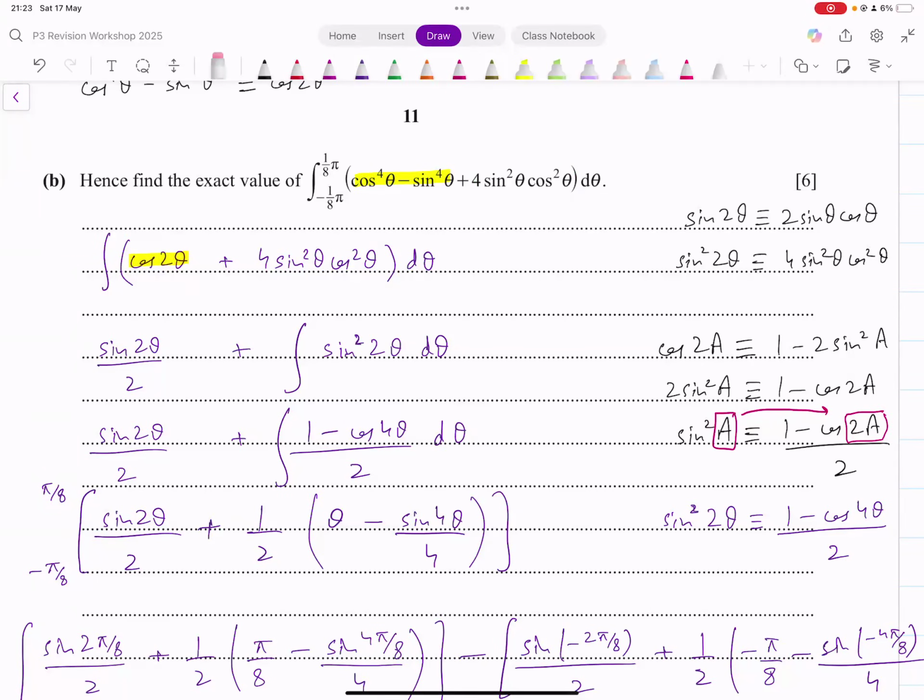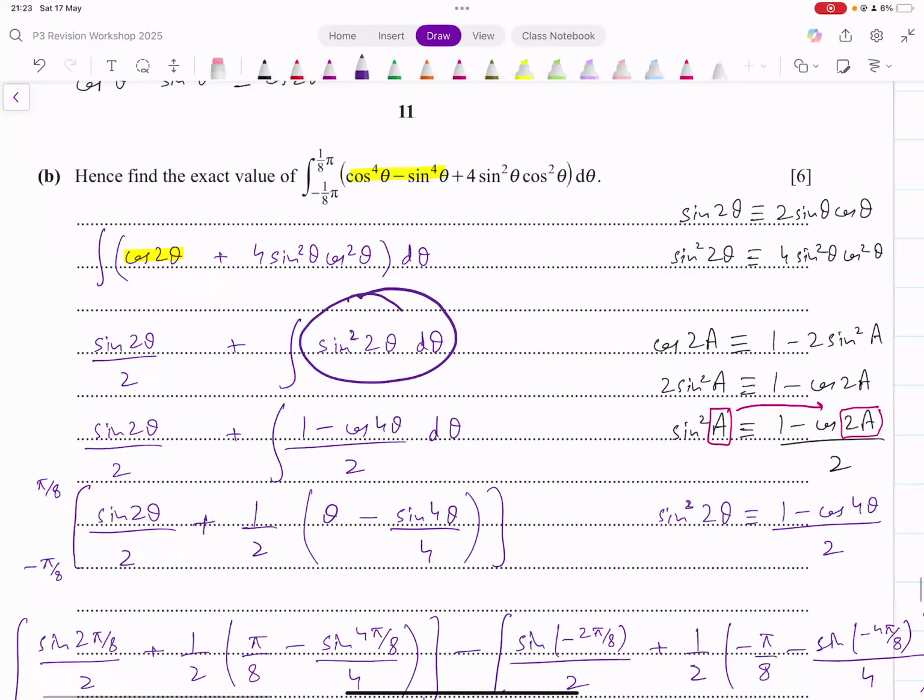Sine and cos multiplying, if they have the same power, you can use the double angle identity for sine. Sine 2 theta is 2 sine theta cos theta. If you square that, that becomes sine square 2 theta, that equals 4 sine square theta cos square theta. So you can replace this right inside with sine square 2 theta. And then we know how to integrate that.